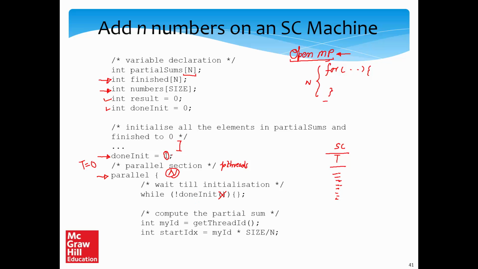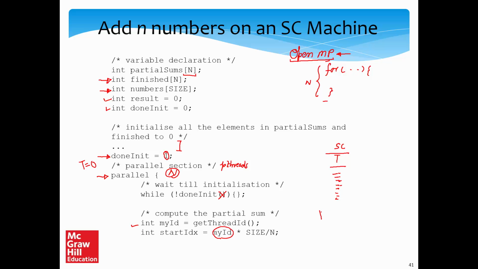And when is it done? When done init is equal to 1. So as long as done init is not equal to 1, we just keep waiting, and after it is 1, we start. So the algorithm is the same. We get the ID of the thread using the get thread ID call. We have a starting index, which is my ID times size by n.